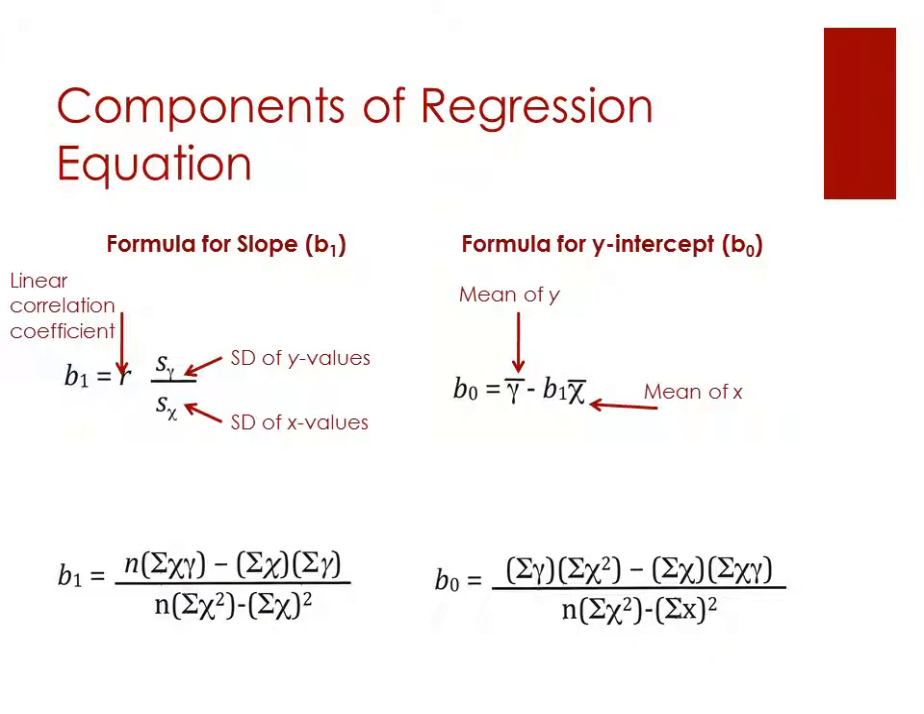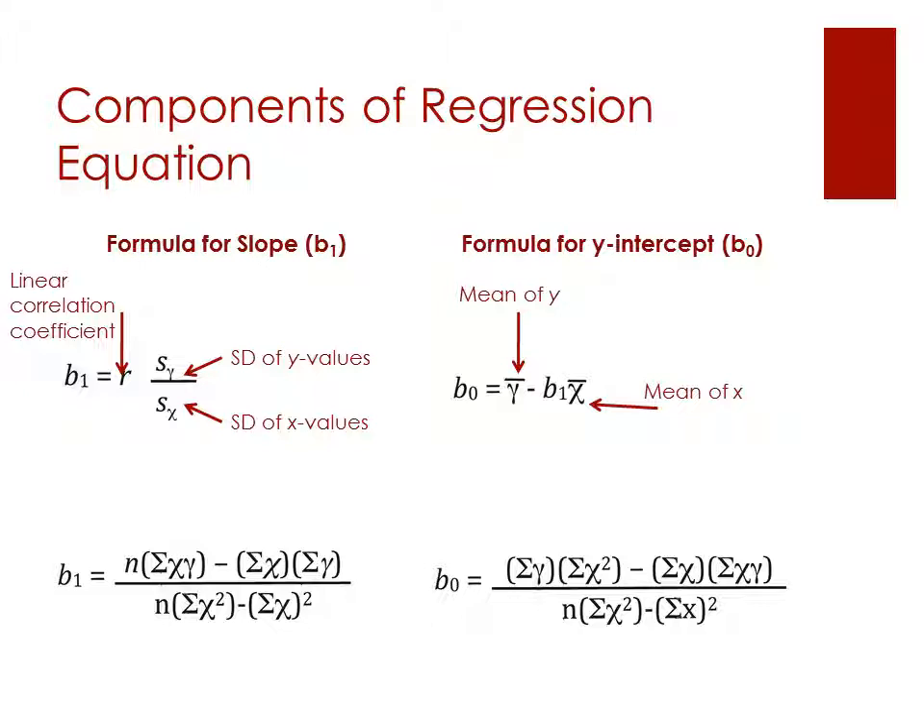Okay, now let's take a moment and look at the components of a regression equation. You're not going to calculate these by hand, but I do want you to have some familiarity and understanding of how these formulas work. Here we have b1, which is our formula for the slope. Notice that in the formula for the slope we use the standard deviation of the y values and the standard deviation of the x values, with slope being the degree of angle of the line for the linear relationship.